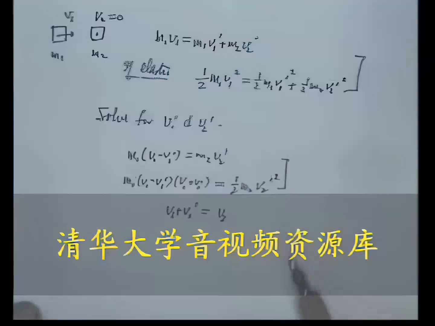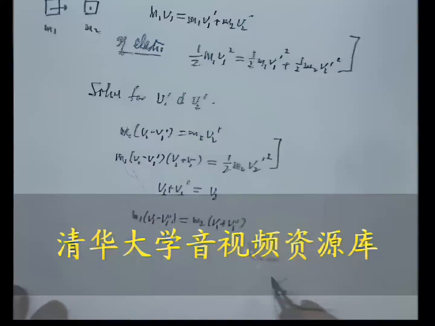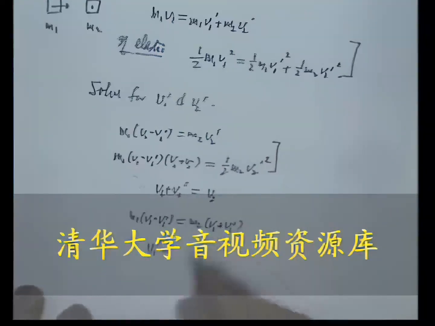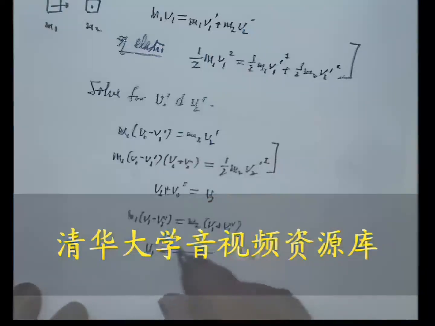Now I substitute that in there, I have eliminated the V2 prime. So M1 times (V1 minus V1 prime) is equal to M2 times (V1 plus V1 prime). So now I have only one unknown, V1 prime. So I get V1 prime is equal to (M1 minus M2) over (M1 plus M2) times V1.